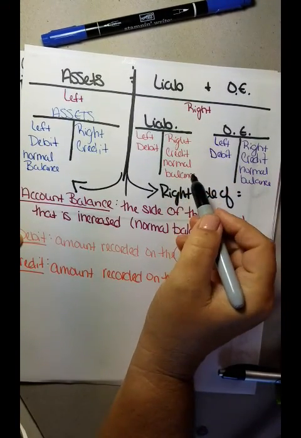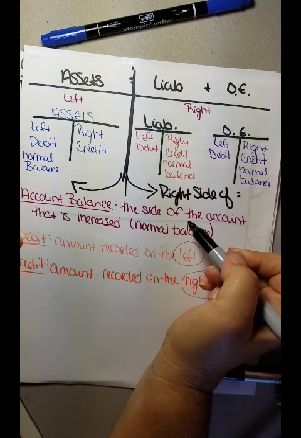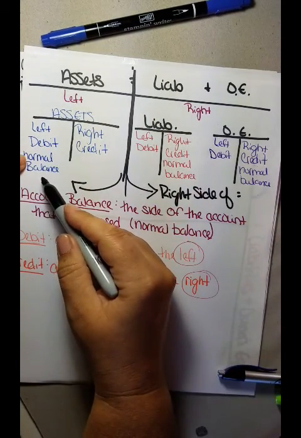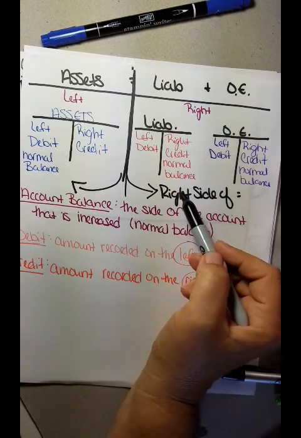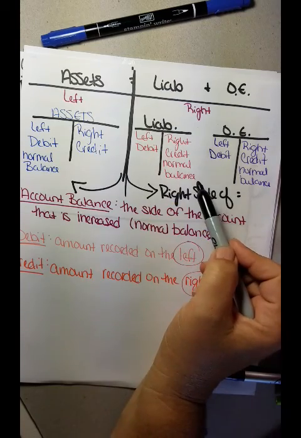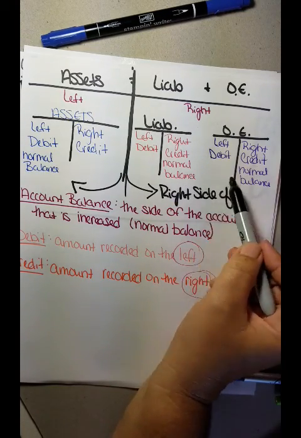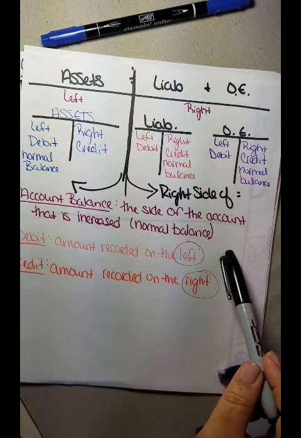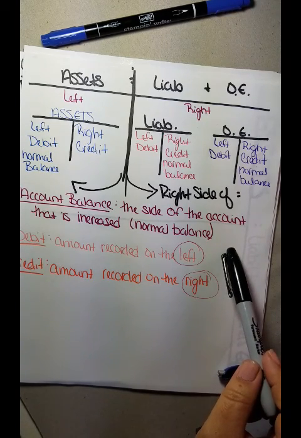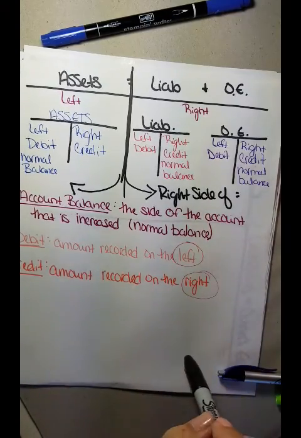So their normal balance is going to be on the right side of their T account. Assets is on the left, normal balance is on the left, or the debit. Liabilities and owner's equity is on the right, so their normal balance is on the right side or the credit side for both liabilities and owner's equity. Okay, that is probably one of the most important things that you are going to be learning right now, and that's going to really be the key to the rest of the chapter.